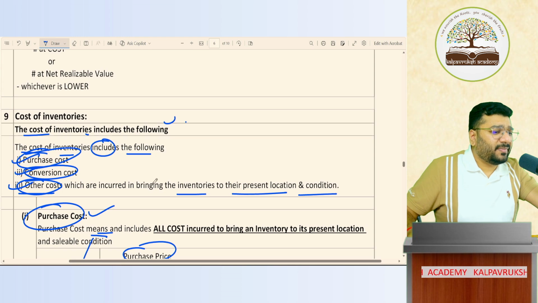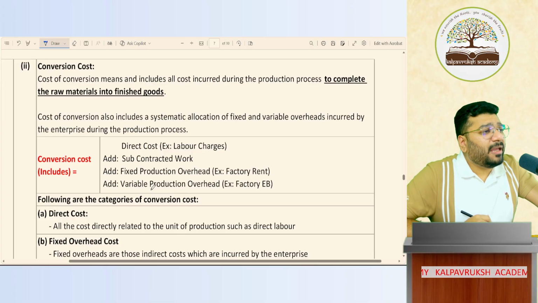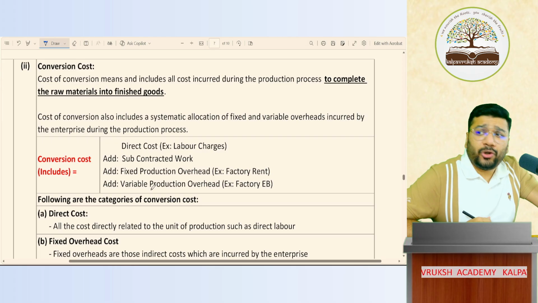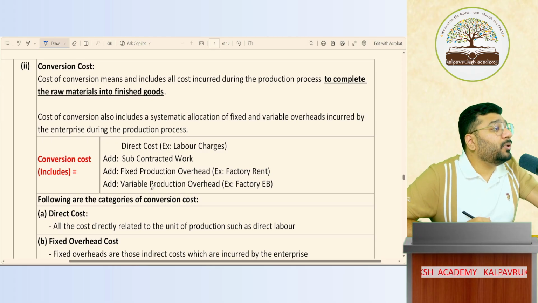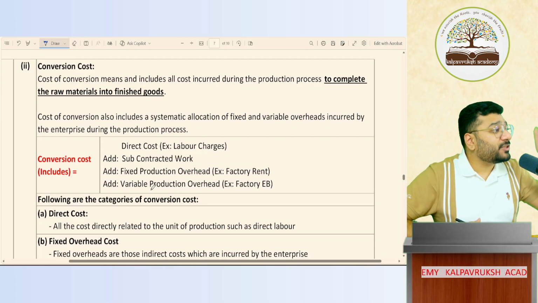Now, what did we buy, people? We purchased raw material. Am I going to sell the raw material? No. I'm going to put the raw material into some manufacturing process, and at the end of the process, a new product is going to come.